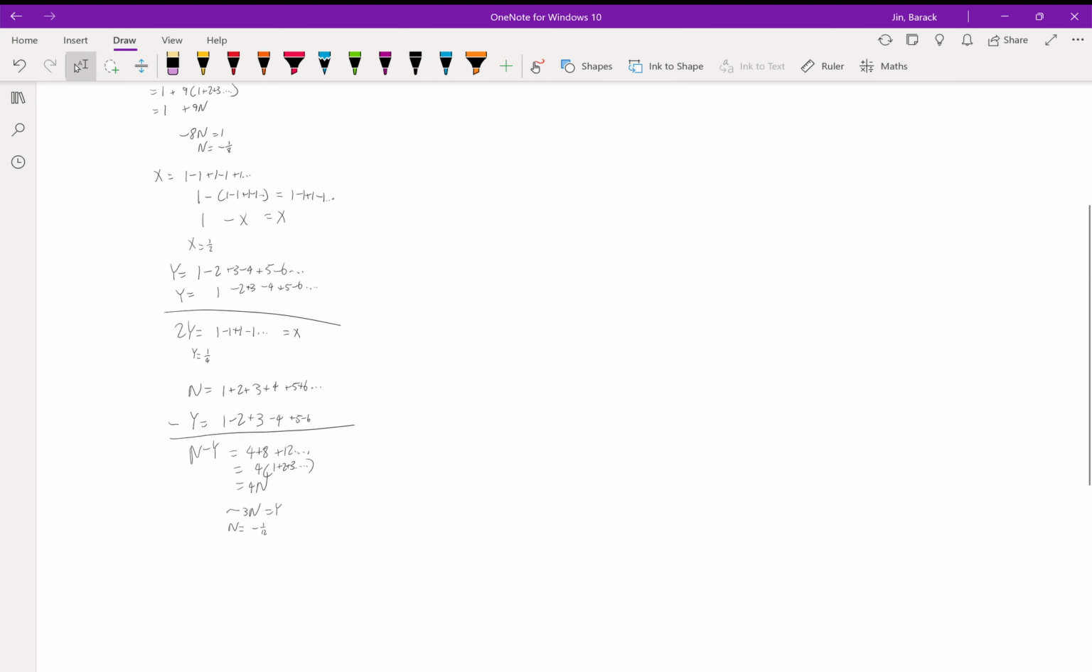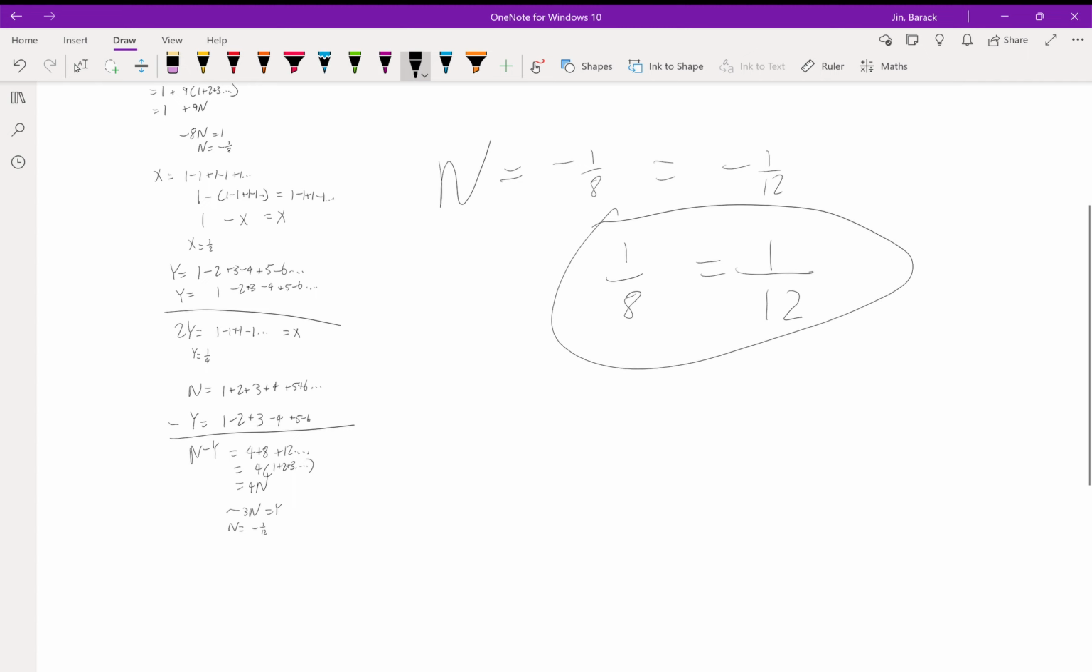Okay, let's compare. We have n equals minus 1/8 equals minus 1 over 12. Take off the minus signs, and we have 1 over 8 equals 1 over 12. And so now you know how 2 equals 4 and 1 over 8 equals 1 over 12.